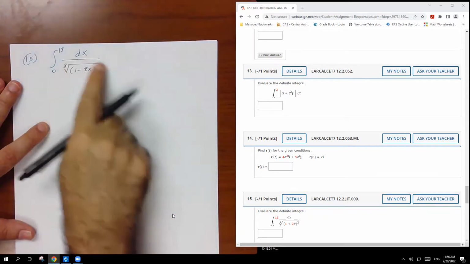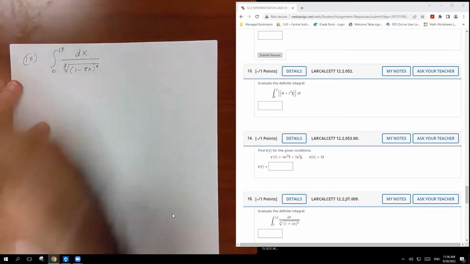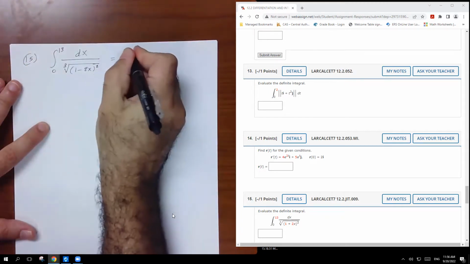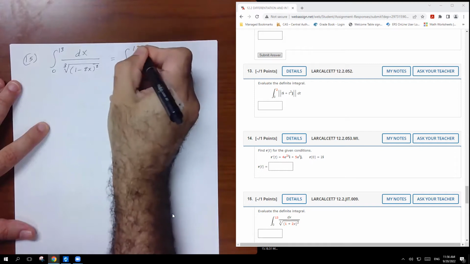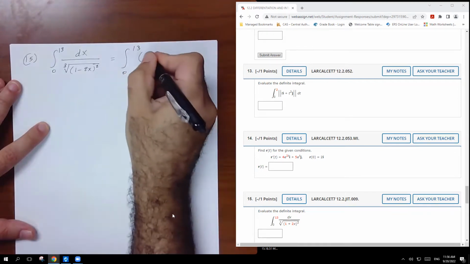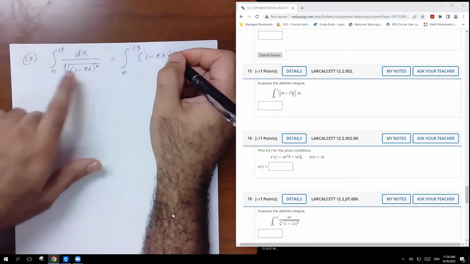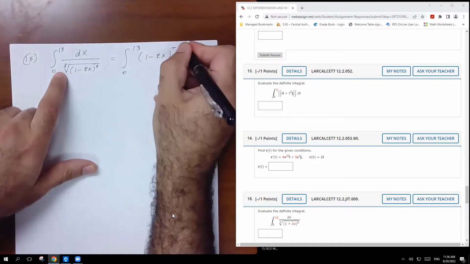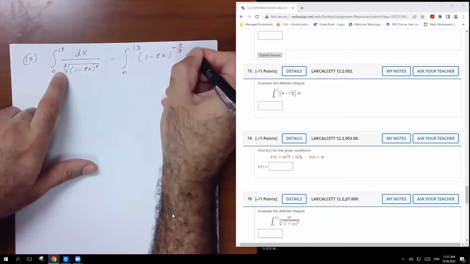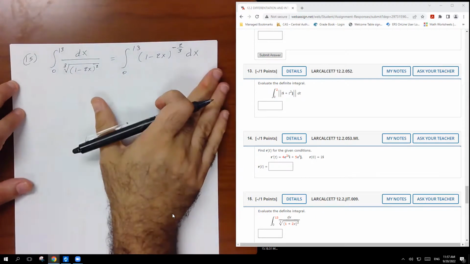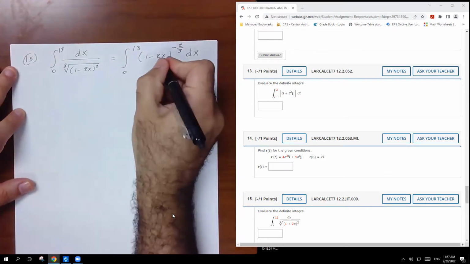First of all, I'm going to compare this one to the exponent and bring it up. So it's going to be negative. So this one is going to be the integral from 0 to 13 of 1 minus 2x to the power 2 over 3, and up is going to be negative 2 over 3, dx. Now we can't find the integral for this one. We're going to find it by substitution.